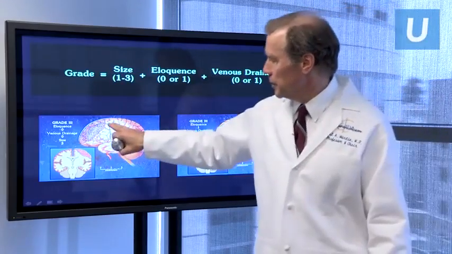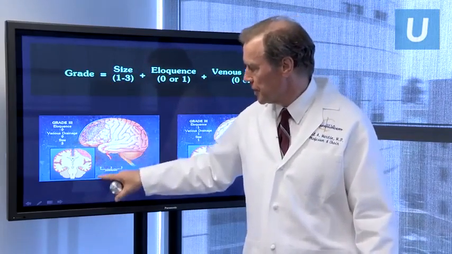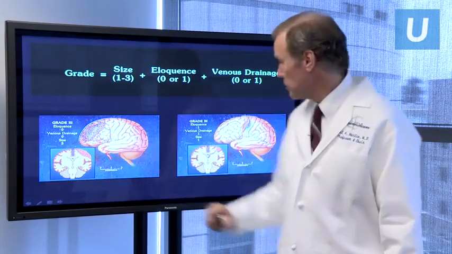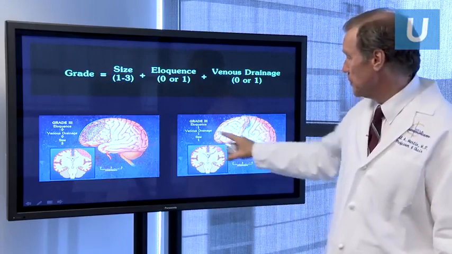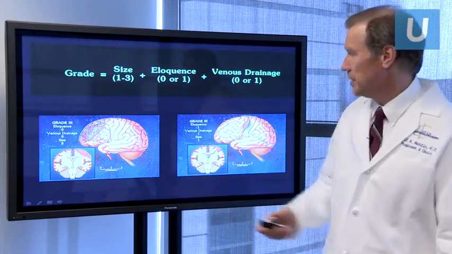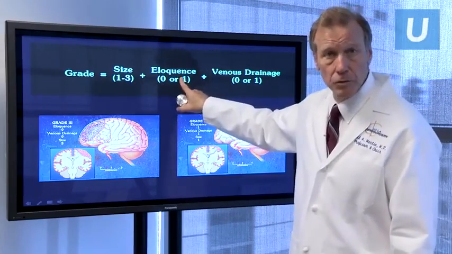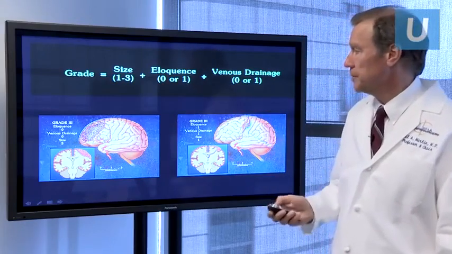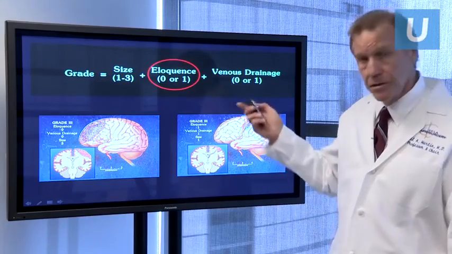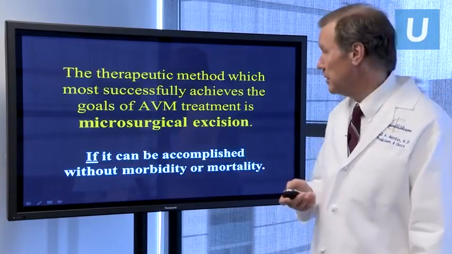So here is a grade 3 arteriovenous malformation. It's large and on the surface, but it's not right next to the most critical area. Here's another version of a grade 3 next to critical areas, also with some deep component to it. So we're looking at size and eloquence. That means, is it next to a critical control center or not, or venous drainage. So size is key. Eloquence is the second thing we grade, and then the venous drainage, marking the depth in the brain.